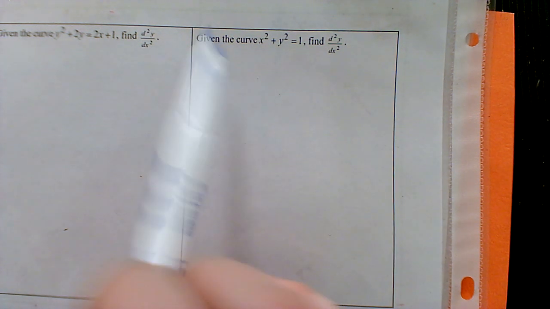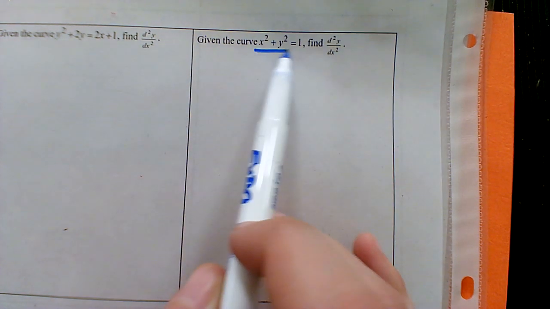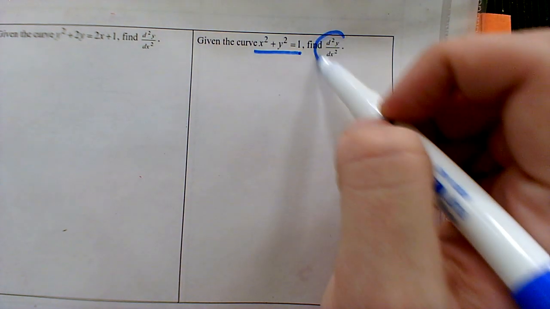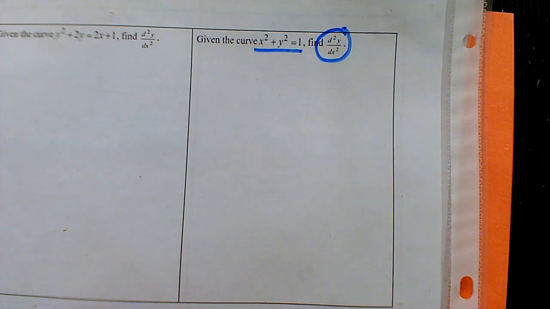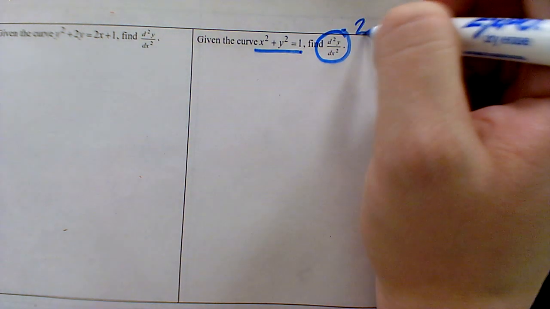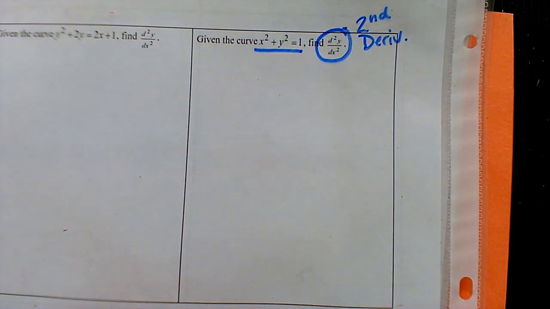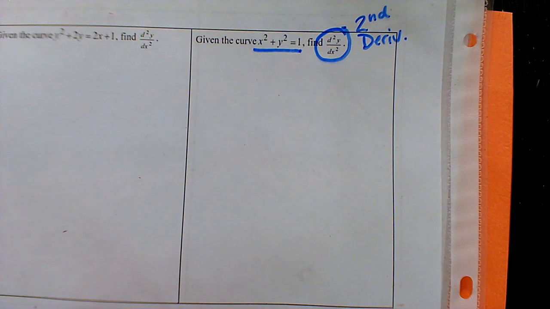Alright, so on page 204, we're working on this box on the right-hand side. It says, given this curve, find the second derivative. What does that mean again? Second derivative. Okay, so we're going to go 2 rounds of a derivative. Let's go the first round.